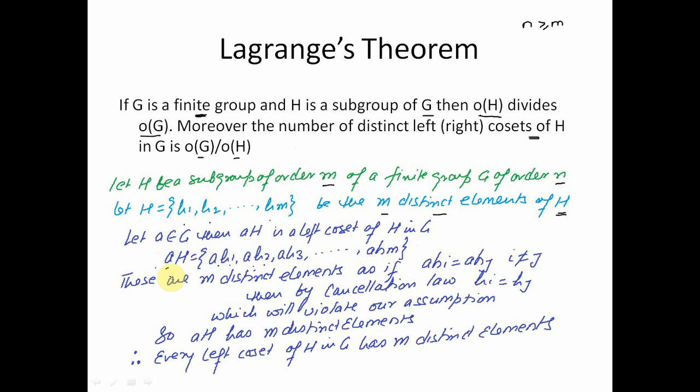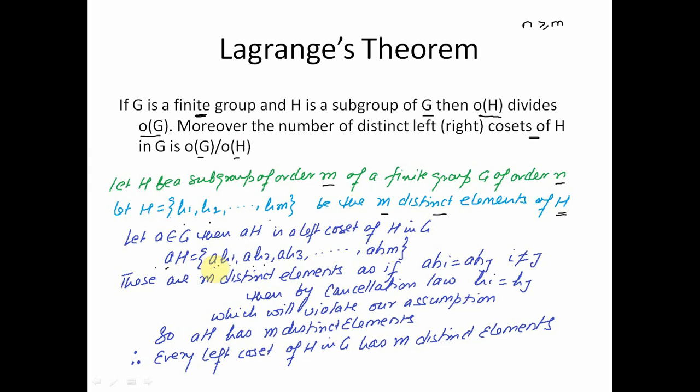I am explaining this theorem on the basis of left cosets, but the entire description can also be written in terms of right cosets. Just simply replace left by right, AH by HA. Where I am writing AH1, you will write H1A and so on, and this entire description will fit the right coset also.